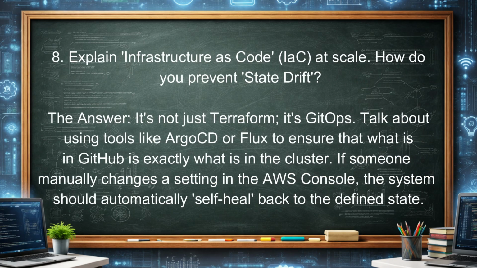Explain infrastructure as code at scale. How do you prevent state drift? The answer: it's not just Terraform, it's GitOps. Talk about using tools like Argo CD or Flux to ensure that what is in GitHub is exactly what is in the cluster. If someone manually changes a setting in the AWS console, the system should automatically self-heal back to the defined state.